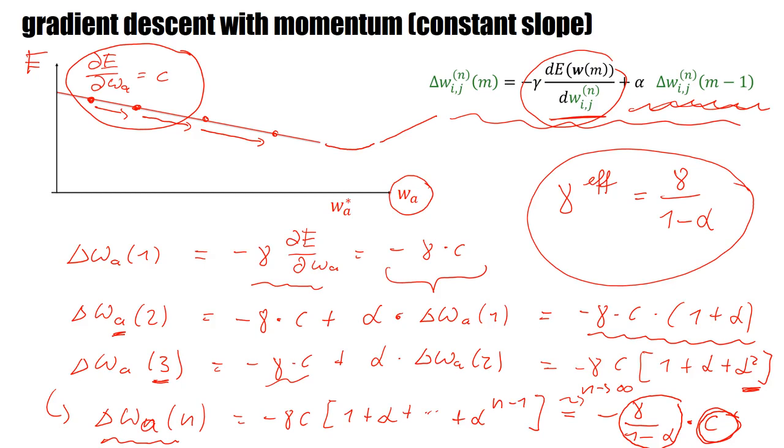Now suppose we take alpha equal 0.9, then 1 minus alpha gives 0.1, then this gives something like an effective gamma that's 10 times bigger than the original one. So we can choose a very small initial gamma, and after a couple of steps, the step size will be 10 times bigger if we work with this value of alpha equal 0.9.